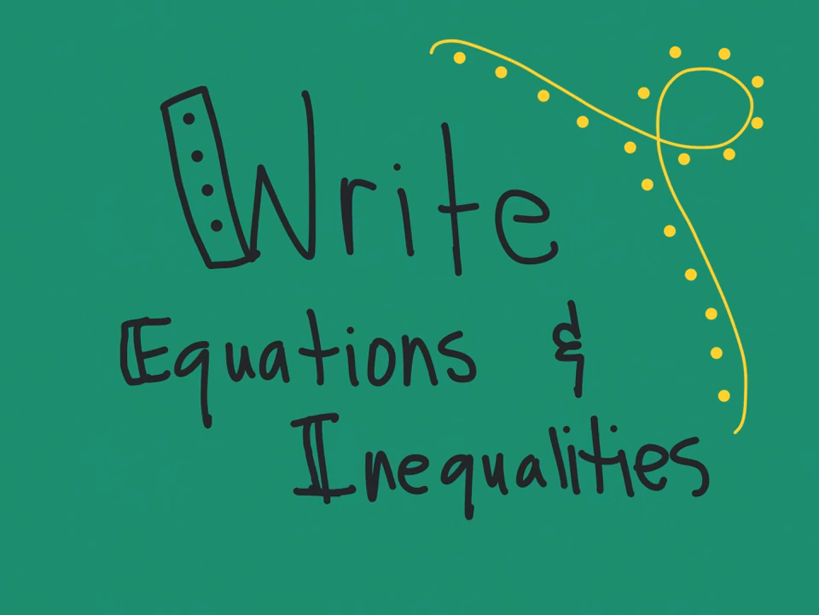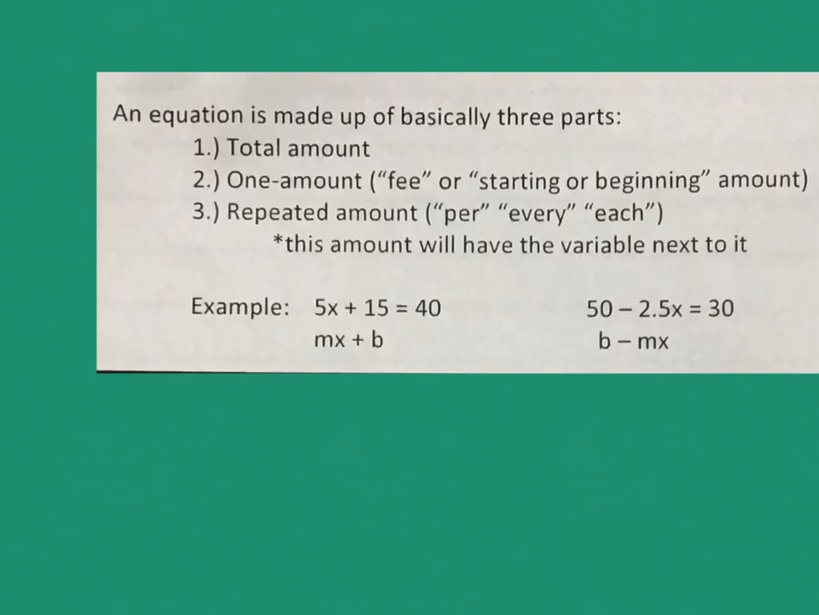This video is going to be all about how to write an equation or an inequality from a story problem. In order for us to get started making an equation, we need to know what parts make it up. So an equation basically is made up of three parts. We have the total amount, we have a one-time amount, and then we have a repeated amount.